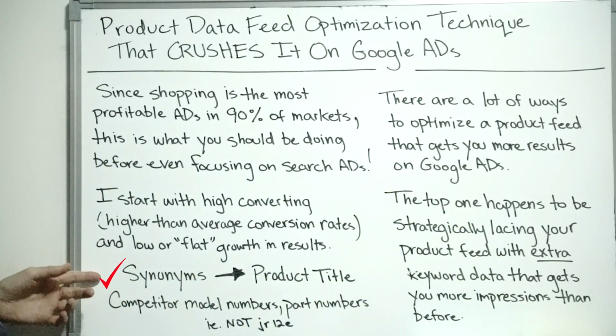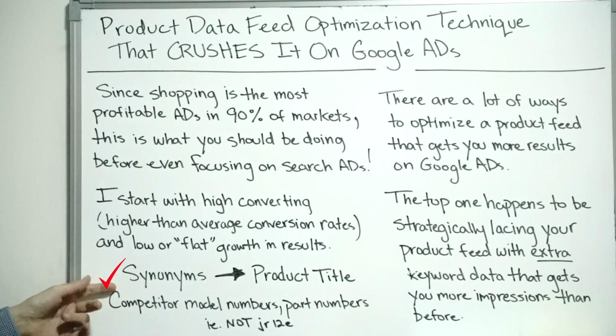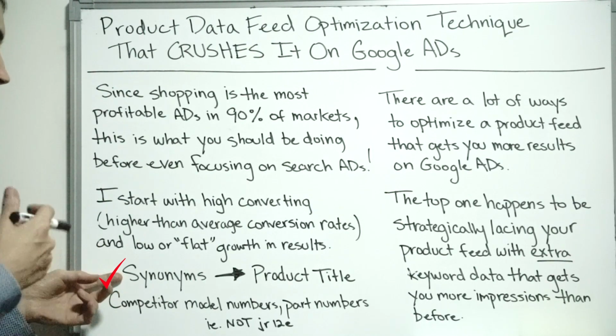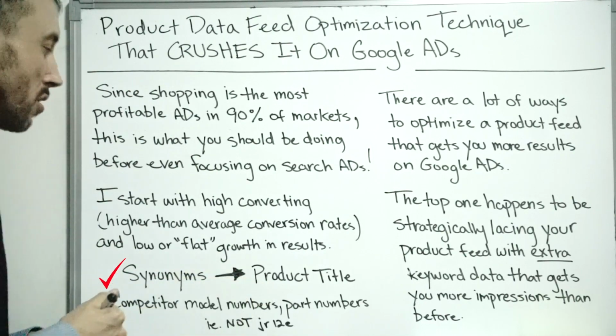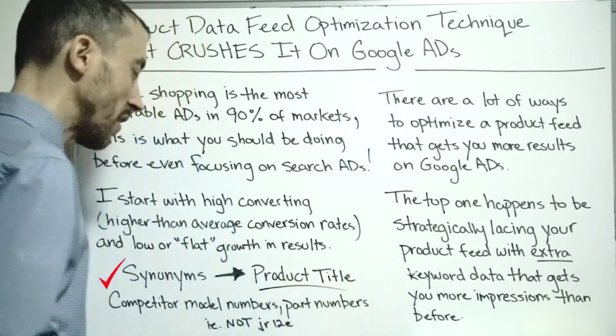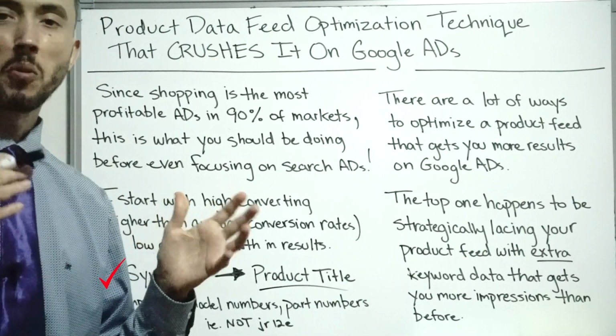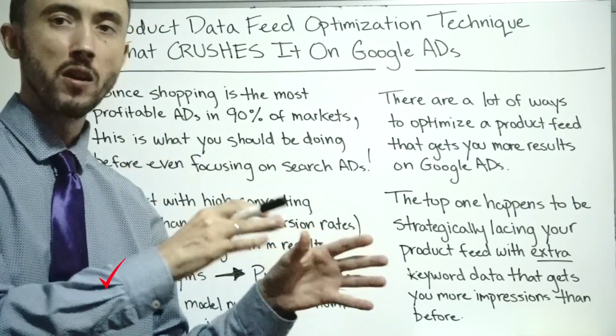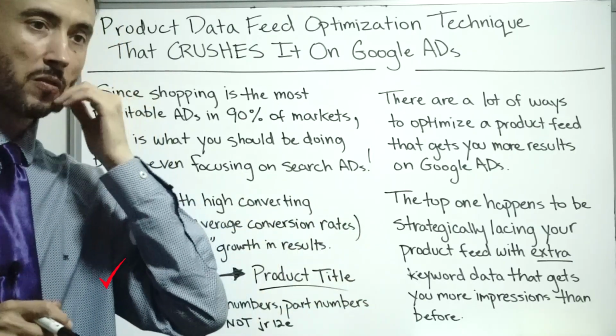Well, what you do, very simply, is you add synonyms that match up with the product that you have, and you add that to the product title. Why the product title? Because the product title is used more than anything else by far to decide where you're showing up in the Google search results.